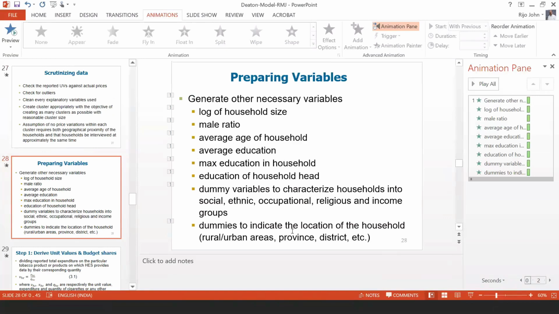So these are all different control variables that go into the budget share and unit value equations to purge off their effects and basically take out the effect of only the genuine price variation that prevails across clusters.